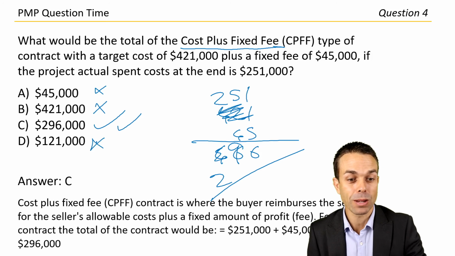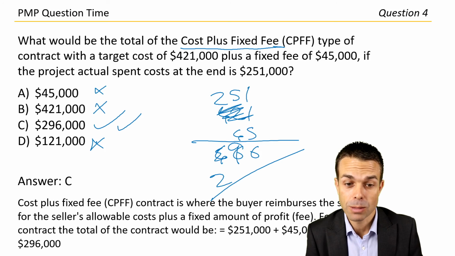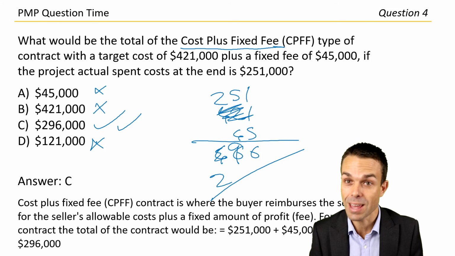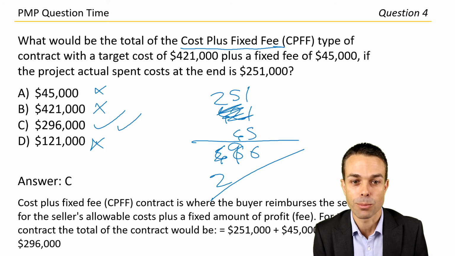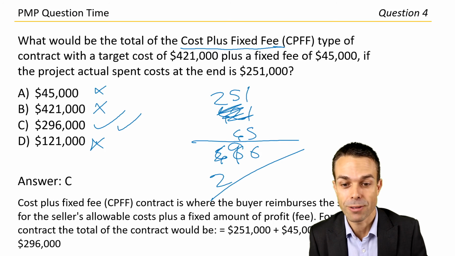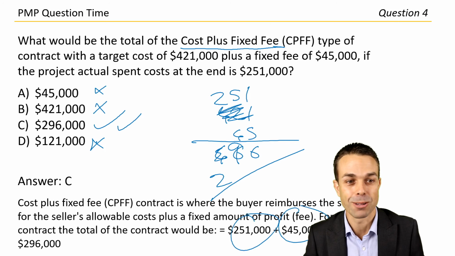Answer C. Cost plus fixed fee is where the buyer reimburses the seller for the seller's allowable costs plus a fixed amount of profit, which is their fee. So this is quite a simple one to figure out because you really just take the project cost plus their fee. So for this, we got 251 plus 45, and that was the answer that we got.